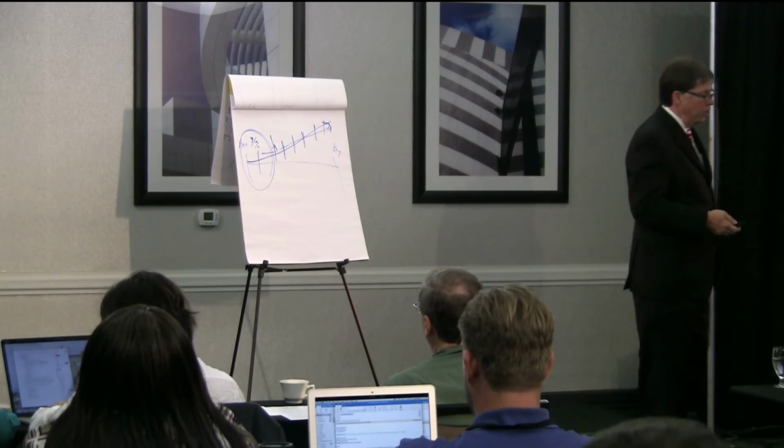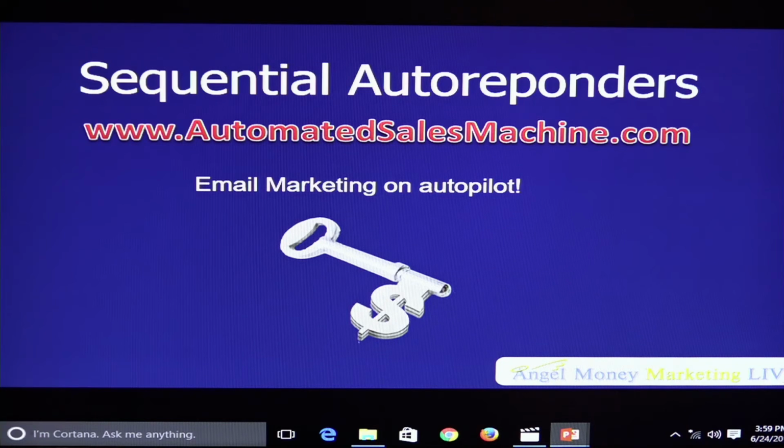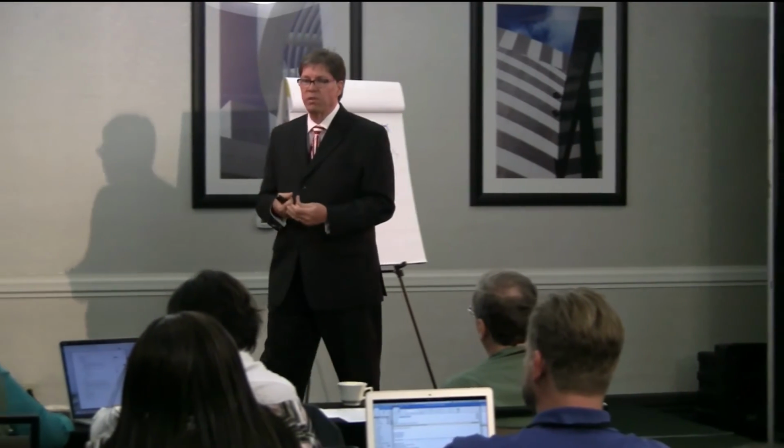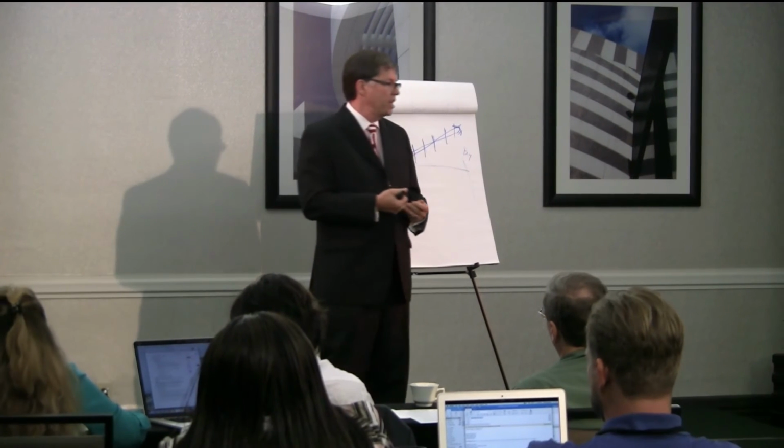So you guys might be saying, that's cool, how do we do that? So we have a software program that we recommend. It's called automatedsalesmachine.com. It is a shopping cart if you need a shopping cart. It is an email marketing system to do broadcast email marketing. If you need to do sequential email marketing, where you send a sequence of emails over a programmed period of time, it does that as well.